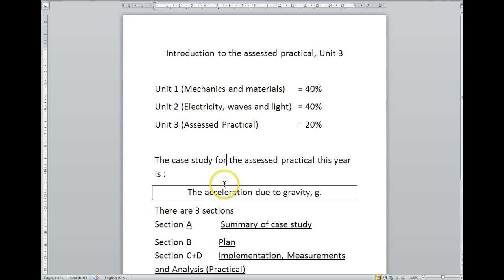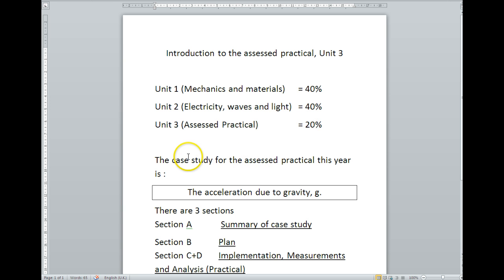Hello, this is an introduction to the Assess practical called Unit 3, and the aim of this video is to give you a good understanding of how the unit is assessed. Unit 3 is 20% of the overall mark for AS Physics, the other 80% being awarded to Unit 1 and Unit 2, the theory modules, which are examined in May. Unit 3 is also externally marked, so all of the work is sent off to the examiners in May.